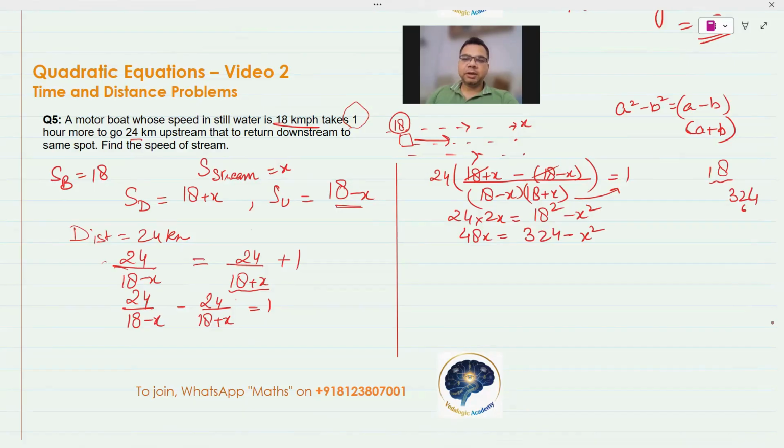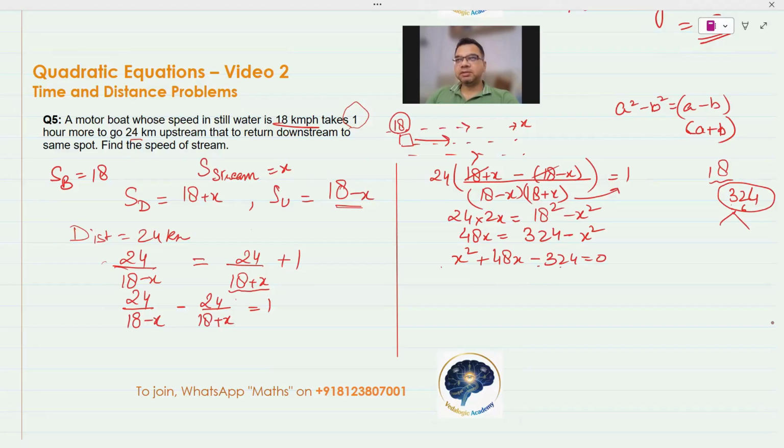So I'll take the whole thing to the left hand side now, so that the coefficient of x square becomes positive, and it will be easier for me to solve the question then. So 48x was already there, and I brought 324, so the sign is changed for it. Now the coefficient of x square is 1. We have constant term as 324. I'm going to divide 324 into two parts such that I get 48 as the difference of it, because we already have a negative term here, right? So now I have to find a difference so that I get minus 1 as negative and 1 as positive value.